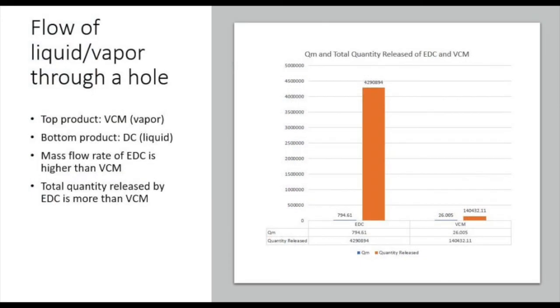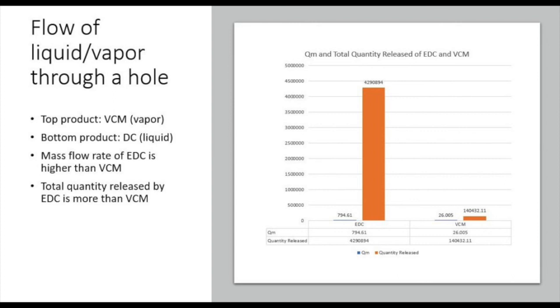For the consequence study, we did 3 possible consequences, which is liquid or vapor flow through a hole, downwind vapor concentration of VCM, and radiant heat flux of VCM vapor. For liquid or vapor flow through a hole, based on the graph plotted, we can see that the mass flow rate of EDC is higher than VCM, as well as the total quantity released by EDC is higher than VCM.